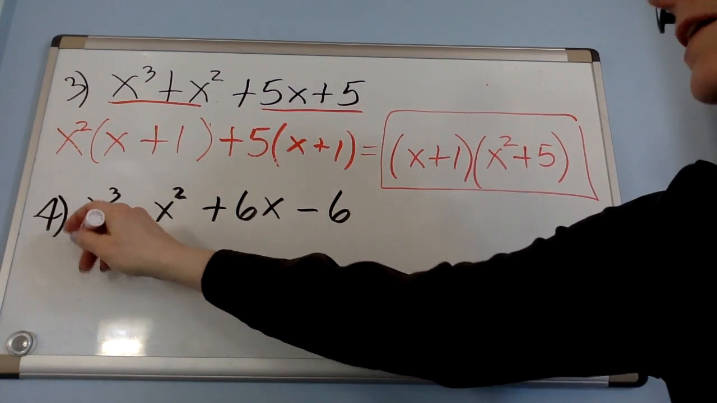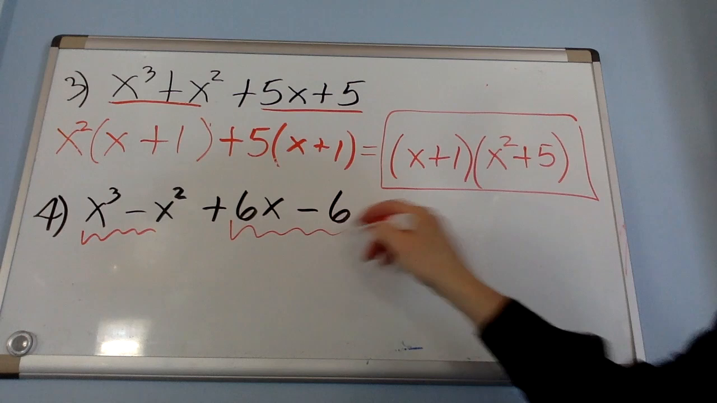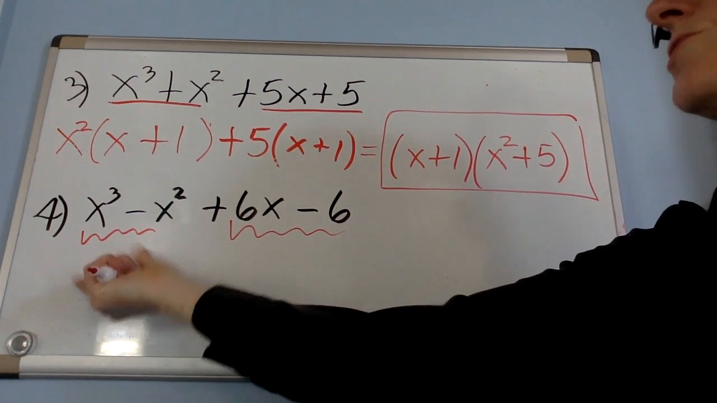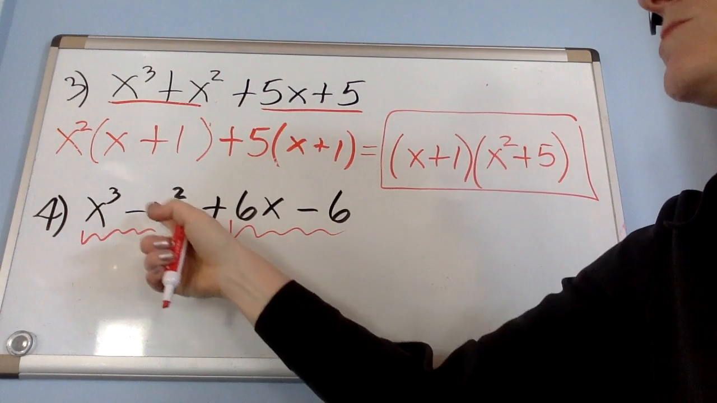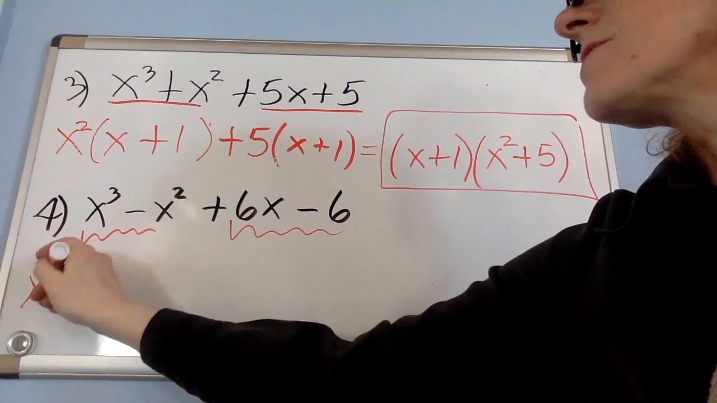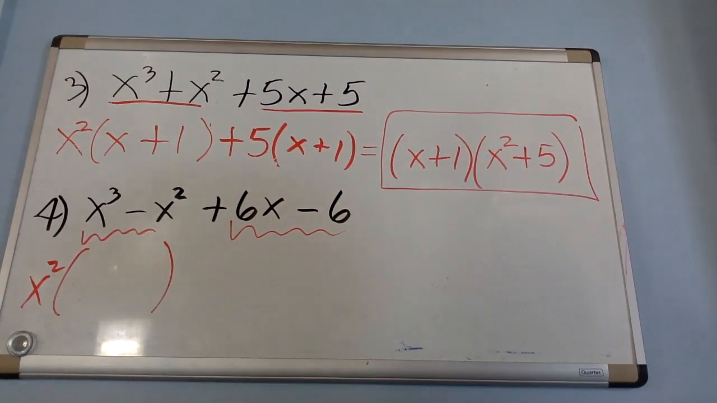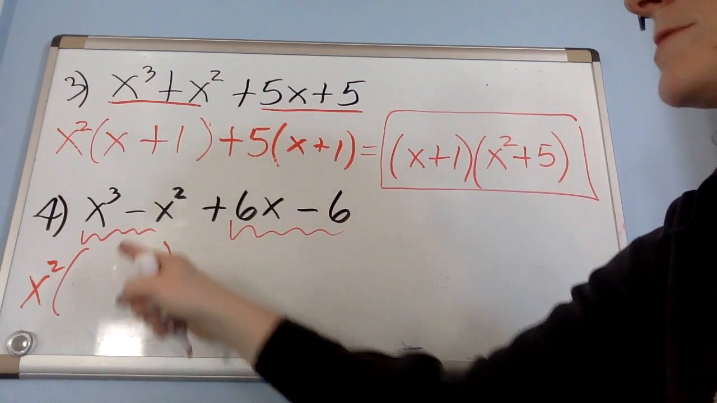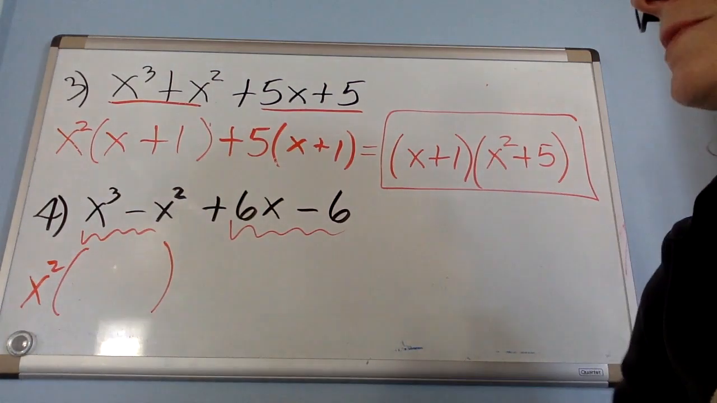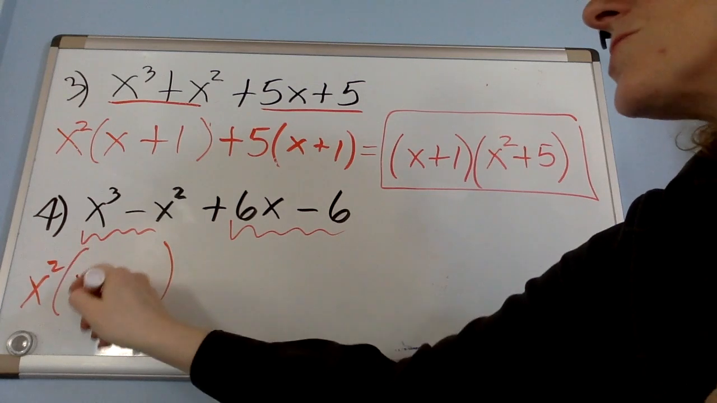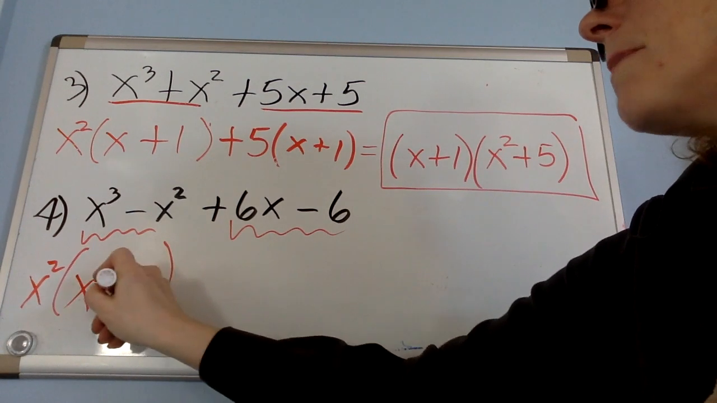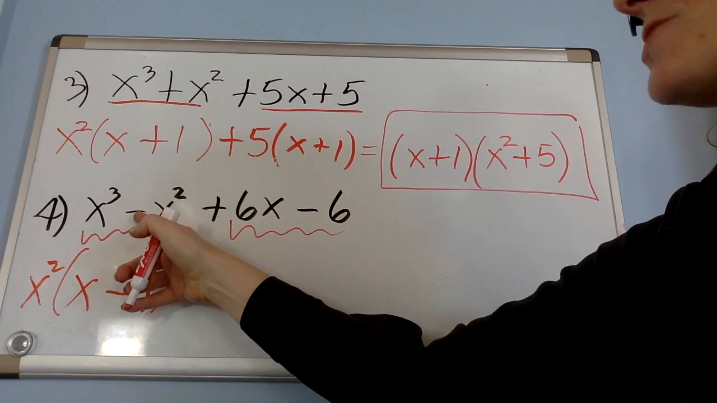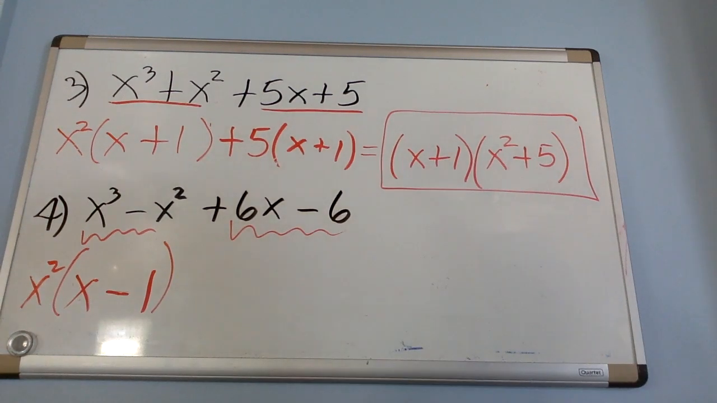Let's do that here. Again, group the first two, group the second two. Well, in the first two, that's the same thing we had here. X cubed minus x squared, the common factor is x squared. And in the parentheses, I'm going to have x plus 1, just like I did here. Oh, my apologies. It's going to be x minus 1 here because there's a minus sign here. So x minus 1, because negative x squared over positive x squared is negative 1.